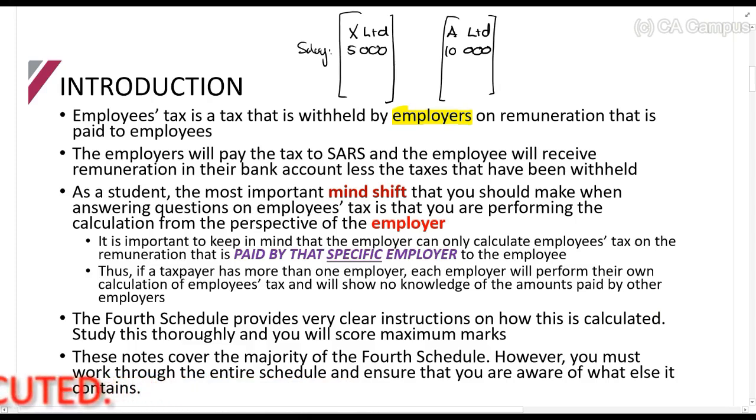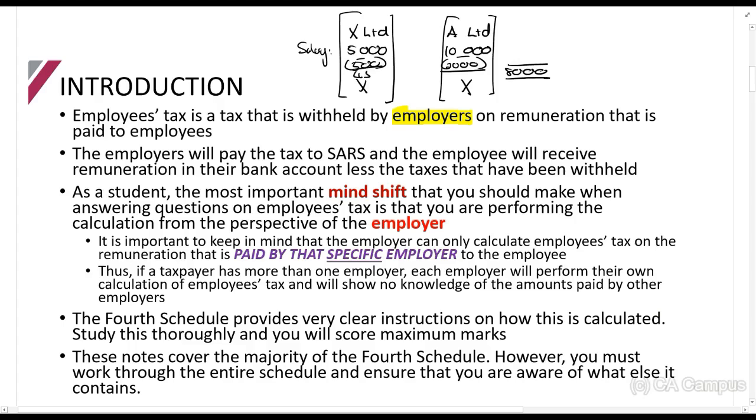So in other words, this person will have two separate employees tax calculations that will be performed each month, and each of these employers will do their own calculation. That's very important for you to understand. So the amount that you receive in your bank account, let's say the tax on this is 2,000 rands. The amount that this person will receive in their bank account each month is 8,000 rands from A Limited. And X Limited, maybe the tax is 500 rands, so 4,500. So that is what they will receive. You receive the amount in your bank account less the tax that has been withheld.